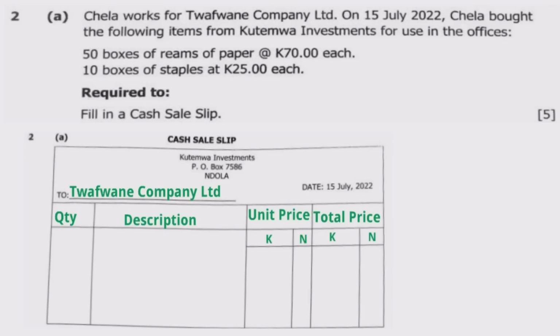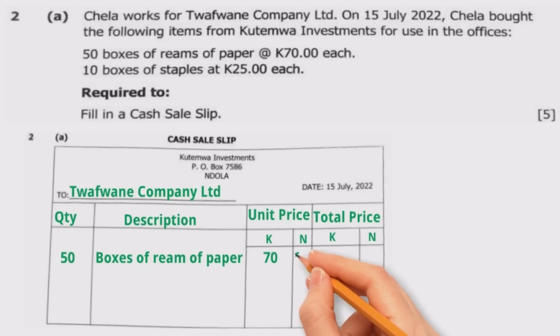Again you use a calculator. So 5 times 7 will give us 35. Then 2 zeros haven't been used, so we put them next to 35. That is 3,500. So the total cost of the reams of paper is 3,500.